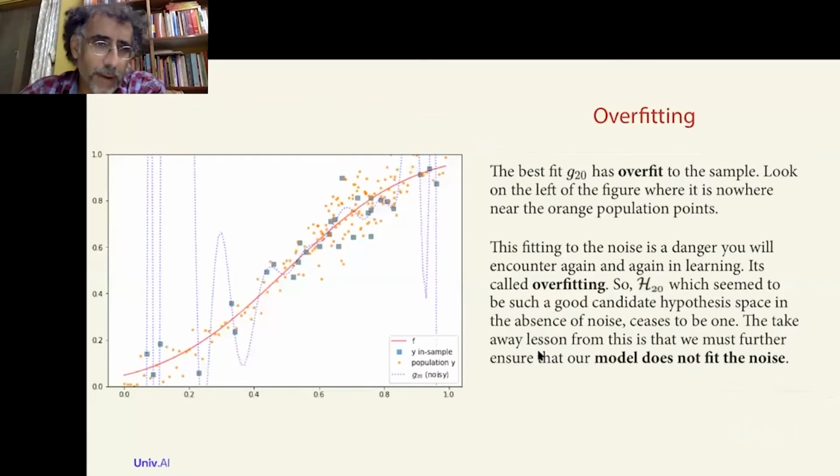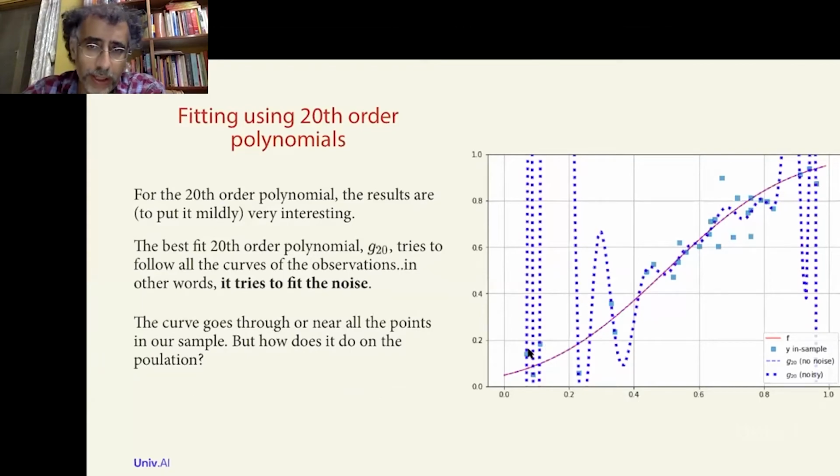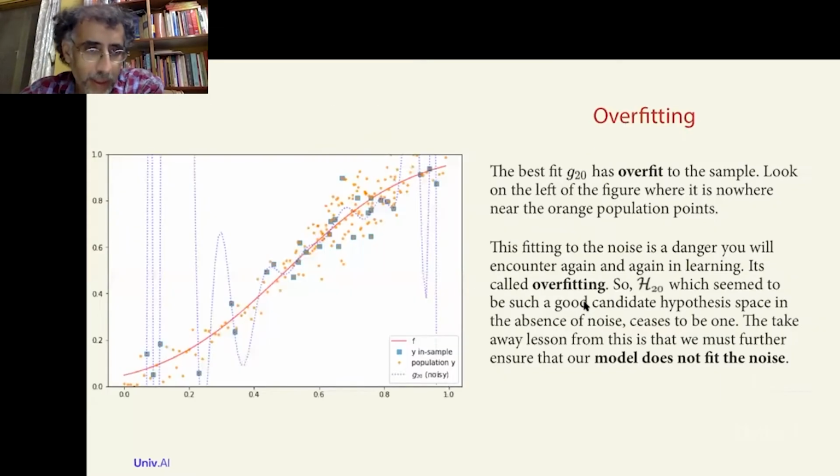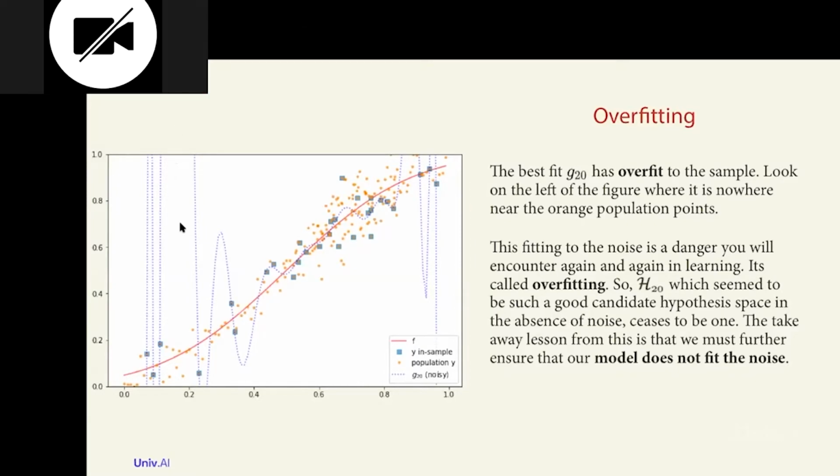Now look at this versus the population, and you see how bad it is versus the population. Over here, at least it tried to get all these points over here. It tried to get these blue squares over here. But can you see how bad it does, especially over here, for example, with the orange points? No good, right?